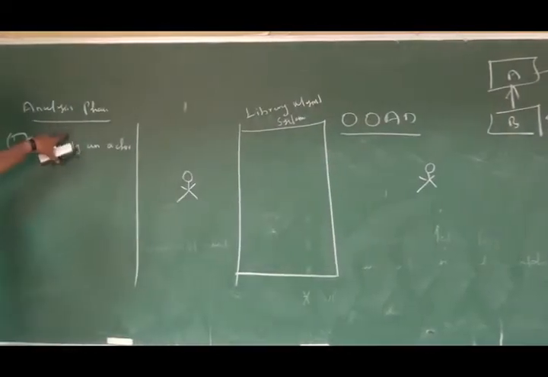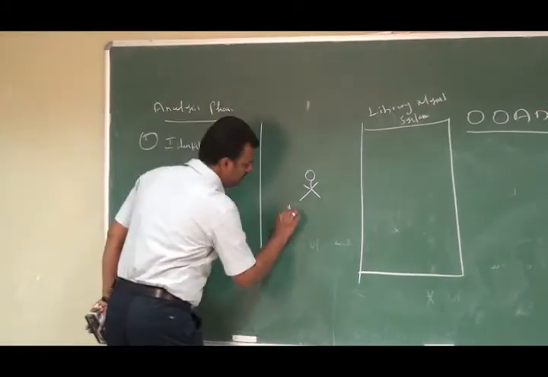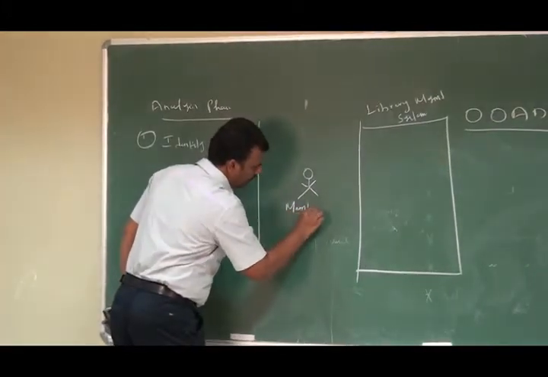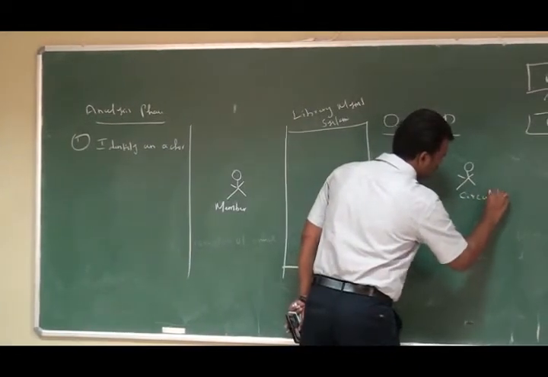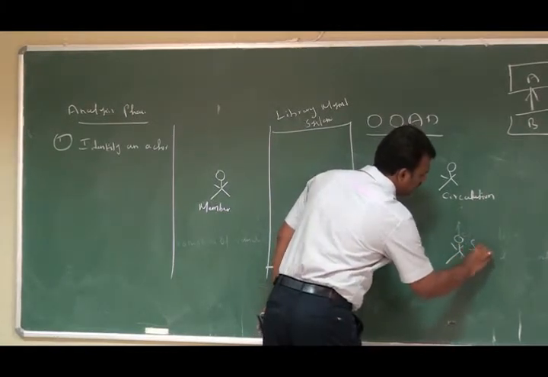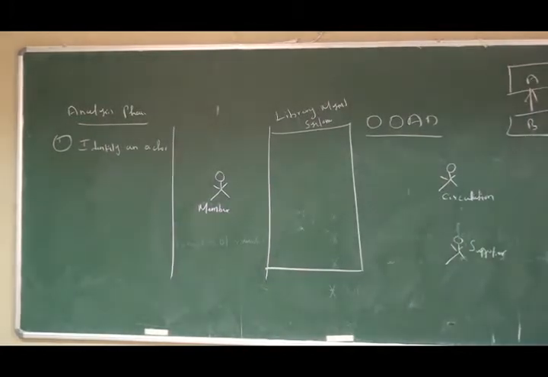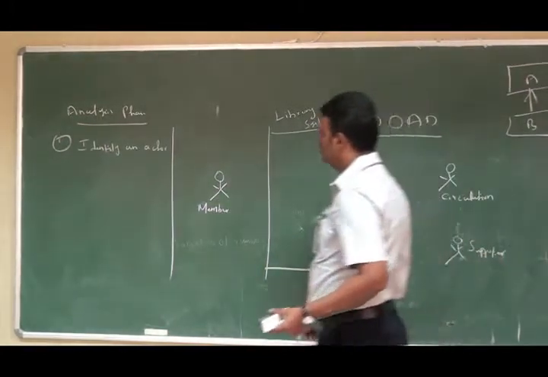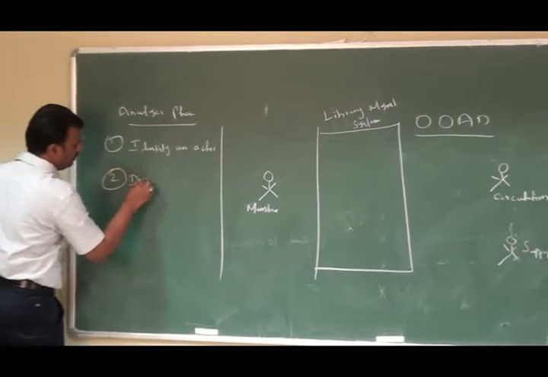In the analysis phase, first we have to identify the actors. What are the actors in the library management system? The first one is the member, the second is the circulation clerk, and the third is the supplier. The supplier is going to supply the books to the library. The next one: develop a simple business process model.